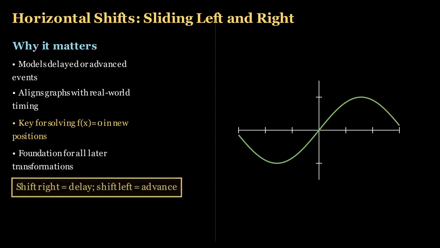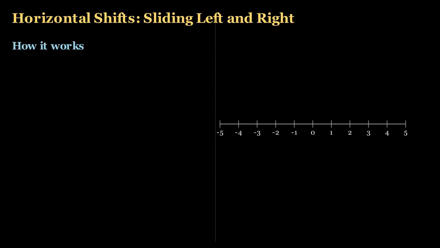In the IIT-JEE, you will constantly shift graphs to find where they cross axes or meet other curves. Mastering this now makes stretches, reflections, and combinations much easier later. Here is the trick that makes the direction click. When you see f of x minus h, ask, what x makes the inside equal to the old 0?